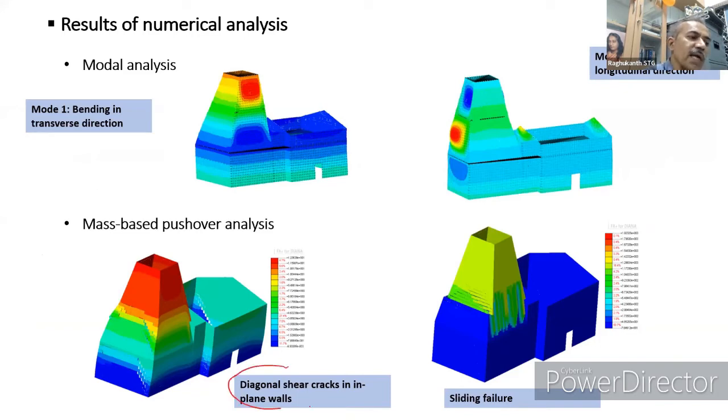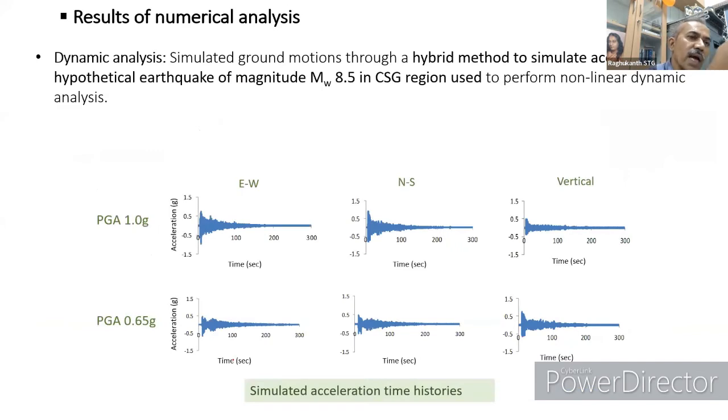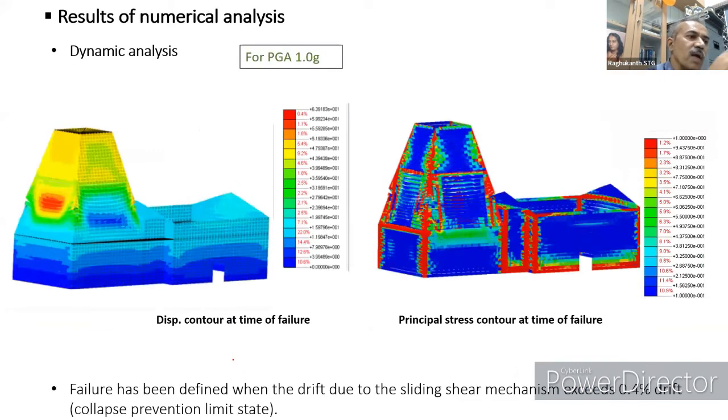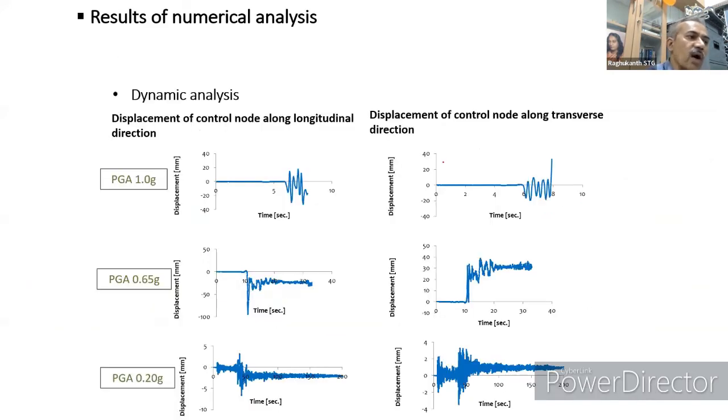You can see the diagonal shear cracks will come, and this is how the sliding failure will come. So we have identified all the failure phenomena, and the dynamic analysis has also been done. And these are the displacement contours at the time of failure. For PGA 1G, we have found out the displacements and the principal stresses and all those things. Okay. And this is how the temple looks.